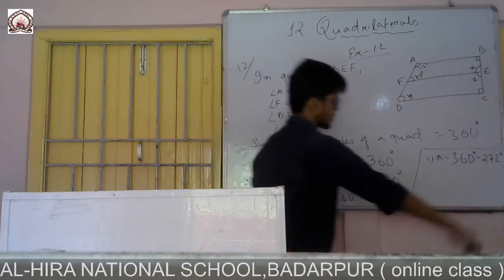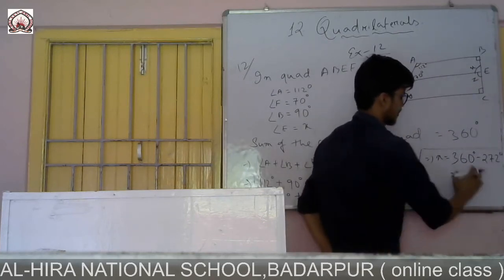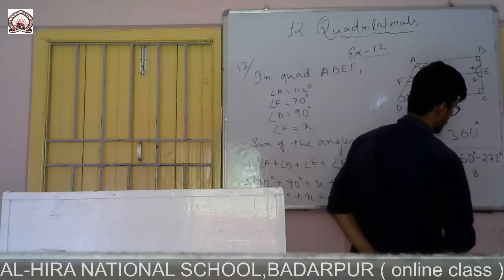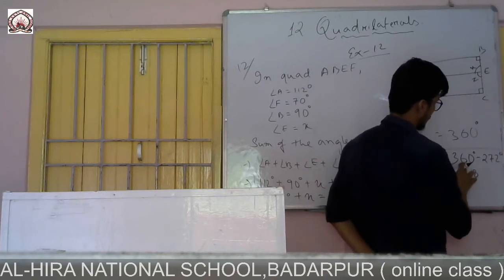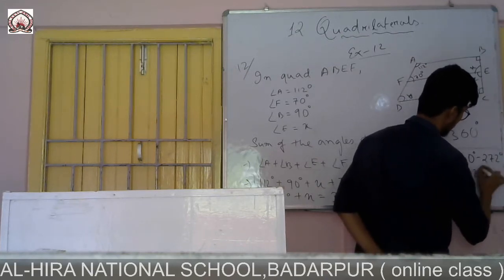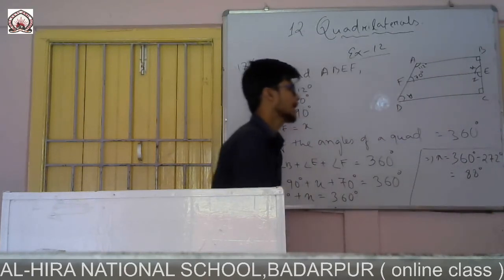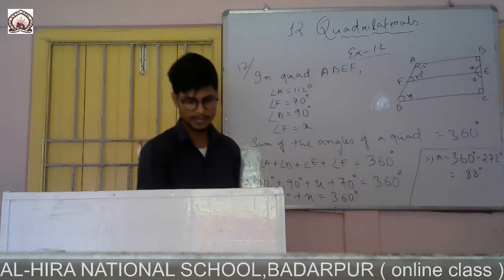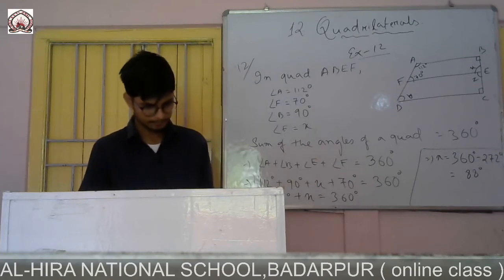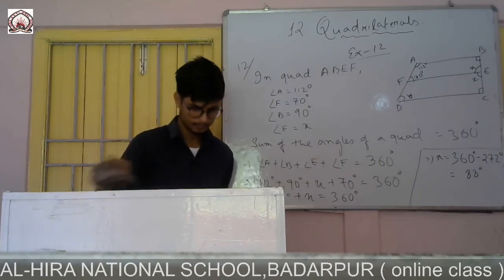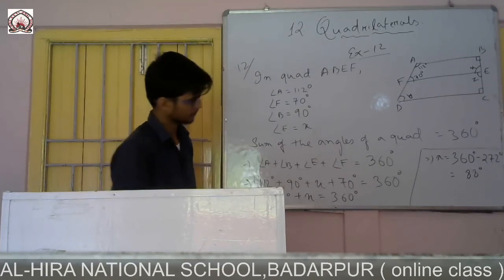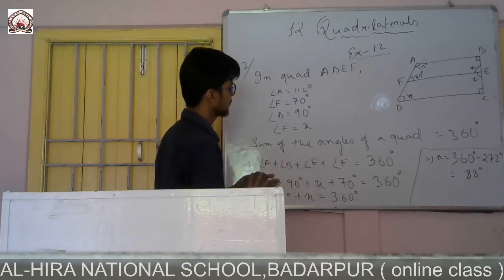If I simply solve this one, 10 minus 2 is 8, then I will bring 1, it will be 15, 15 minus 7 is 8. So the value of x is 88 degree. Up to this much finished.